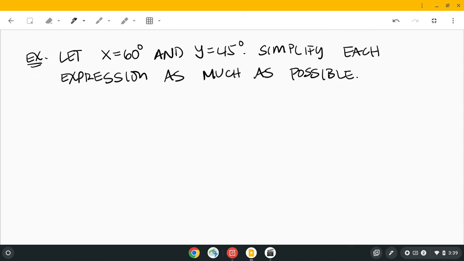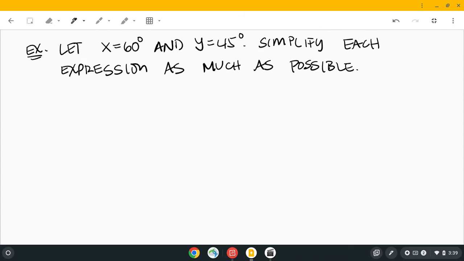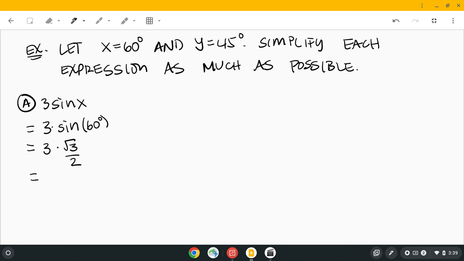Okay? All right, suppose that I have this one. 3 times sine x. So that's 3 times the sine of, what's x? 60 degrees. Sine of 60 degrees is square root 3 over 2. So here I get 3 square root of 3 over 2. And can't really simplify that anymore.